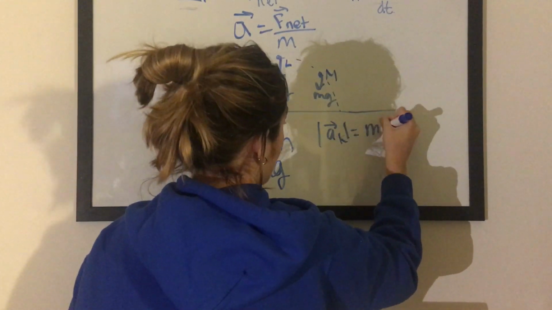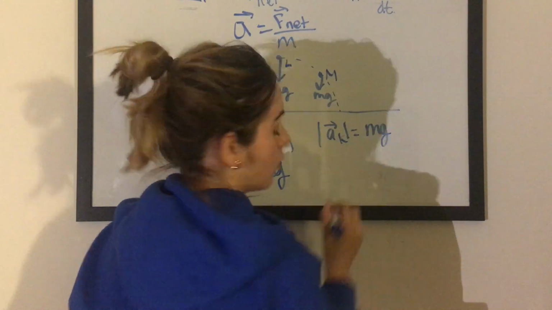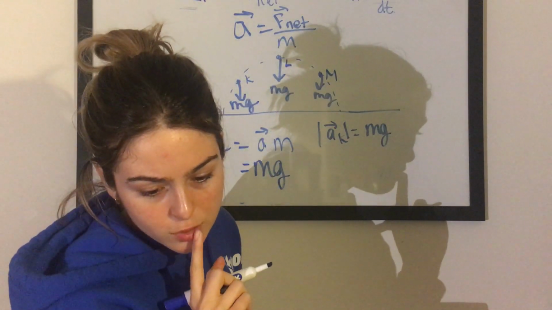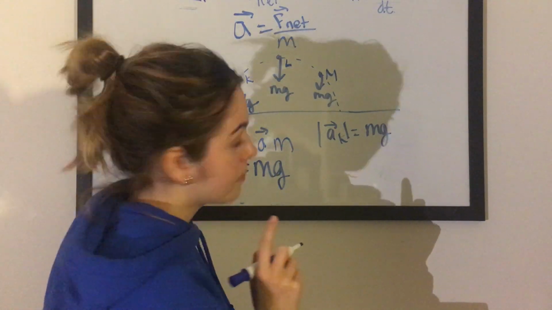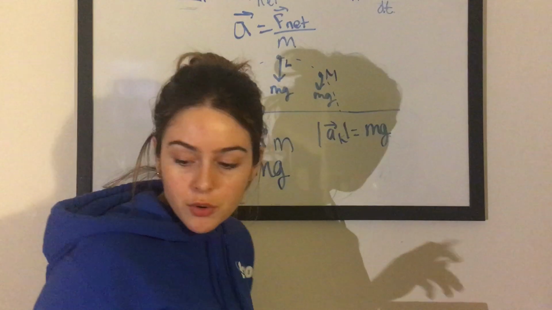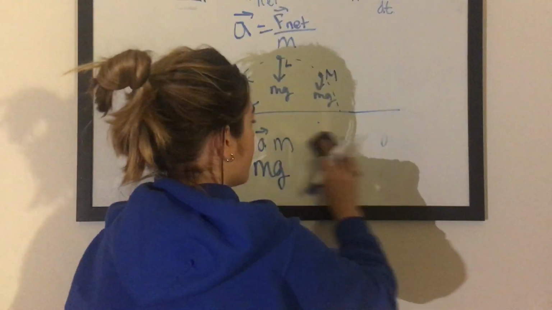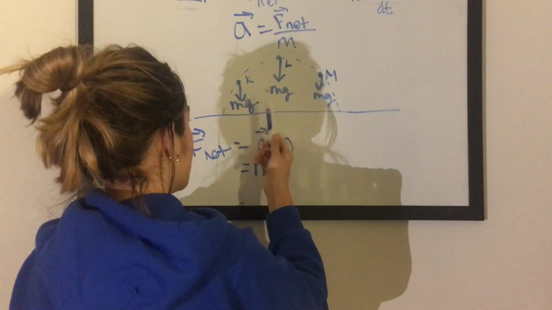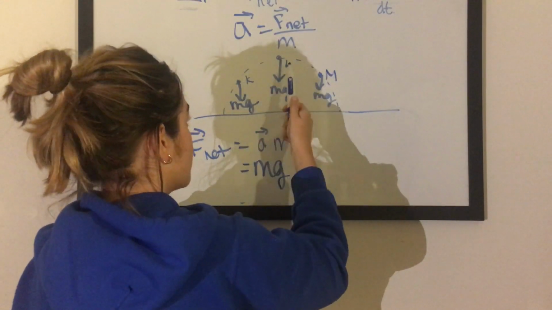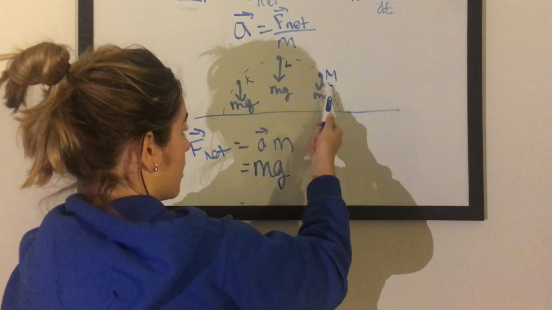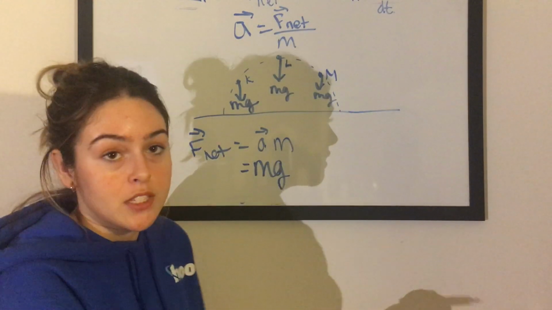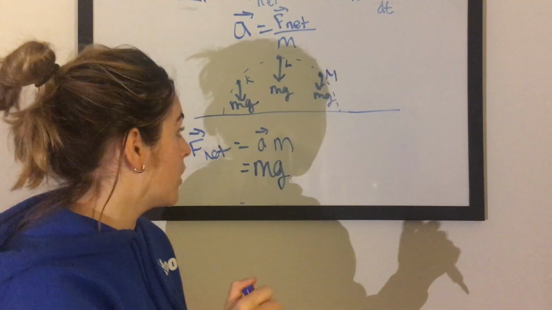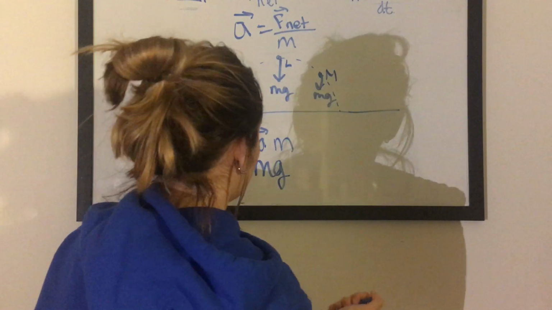Oh, wait, sorry. What is the relationship between the 3 points? So essentially, we don't even have to look at anything else. We know that the acceleration of K is going to be equal to the acceleration of L, which is equal to the acceleration of M, because all the net forces are equal to one another.